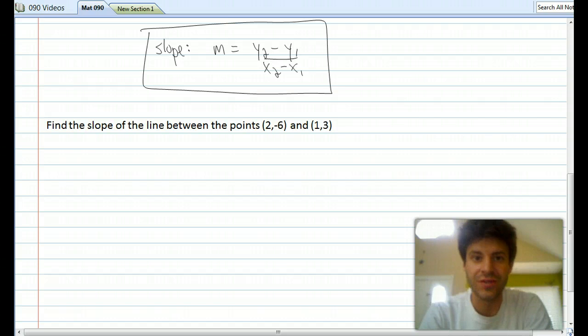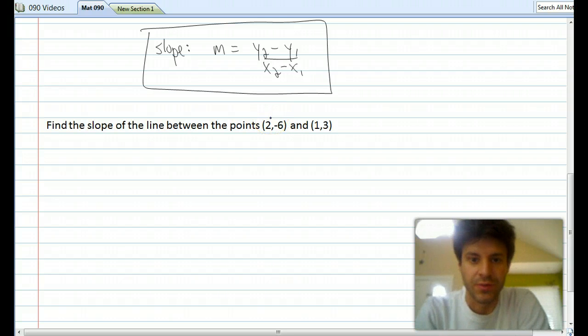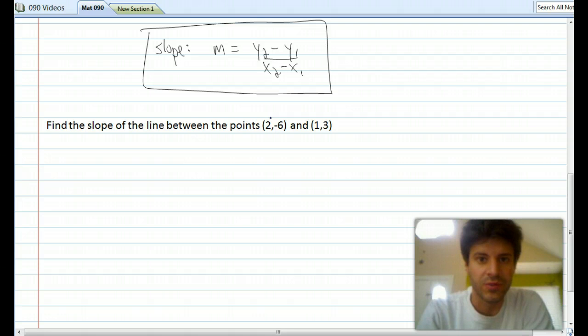Now you'll notice a couple things are different here. First, we have a negative number, and it's not something to worry about as long as we know how to deal with negative numbers. The other thing that's different about this example is we're not given a graph, and we don't need a graph to find the slope between 2 points. All we need is this equation right here.